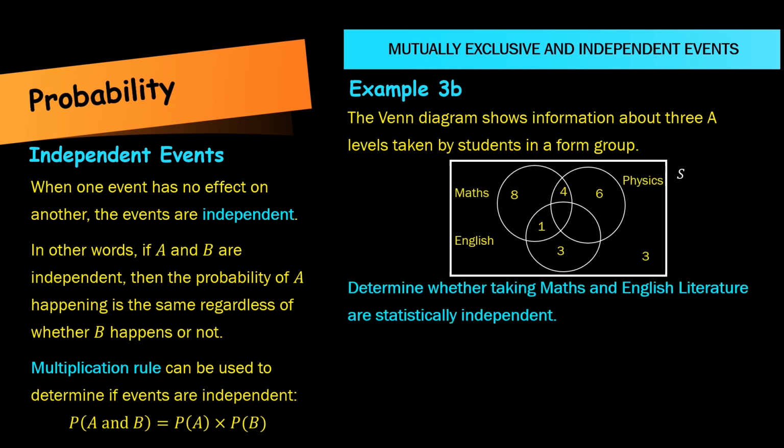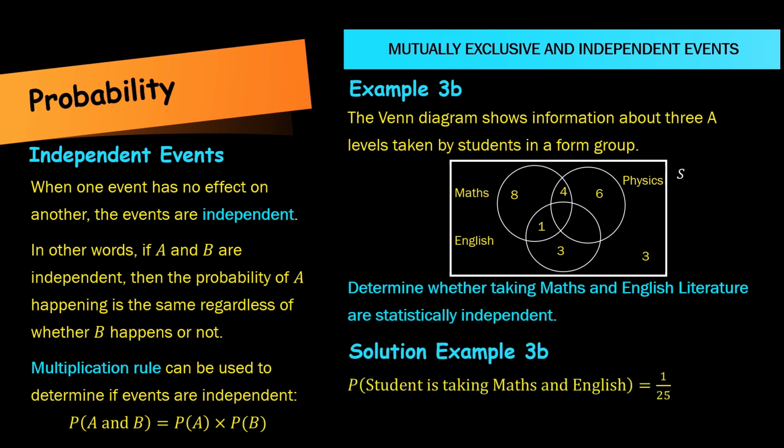And now for part B. Determine whether taking maths and English literature are statistically independent. So let's solve this. Now the probability that a student is taking maths and English is 1, as highlighted in the diagram, divided by 25.